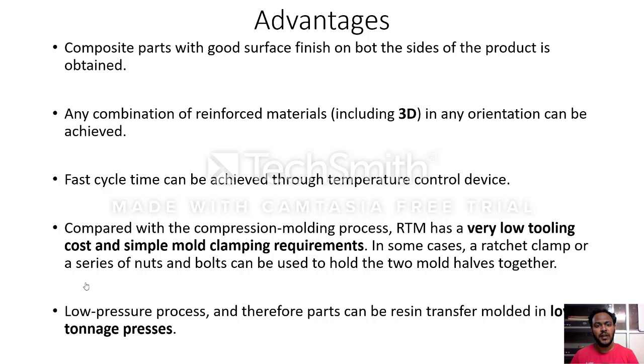Next is any combination of reinforced material in any orientation can be obtained. This is one of the great advantages of this method, because here the raw material used itself is a preform, so that you have the choice to make whatever the requirement is. According to the requirement, you can make a 2D or a 3D type of structure, so that you have control over the orientation. In any kind of orientation you can stack the fibers and then make a preform.